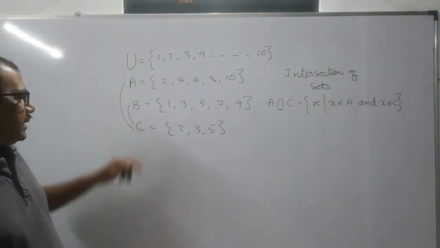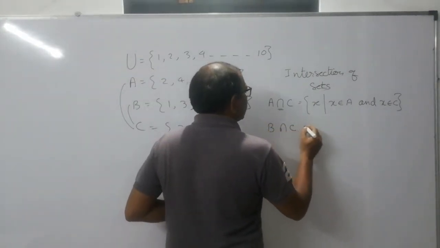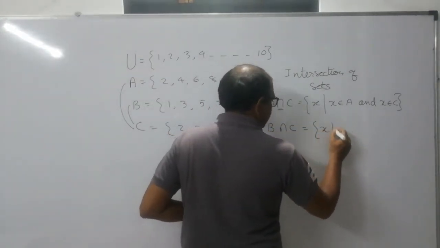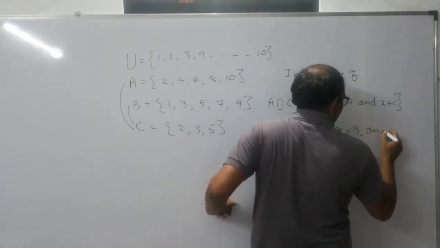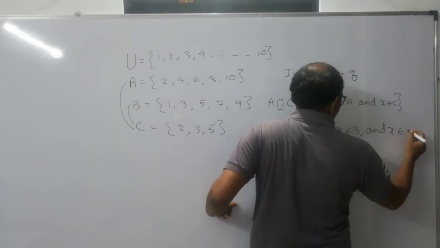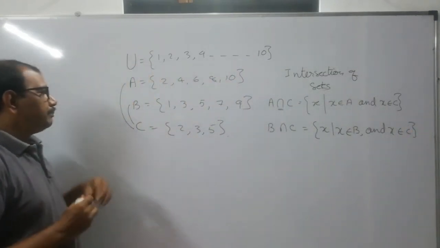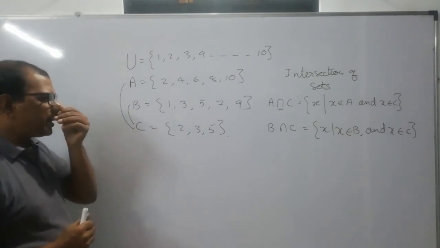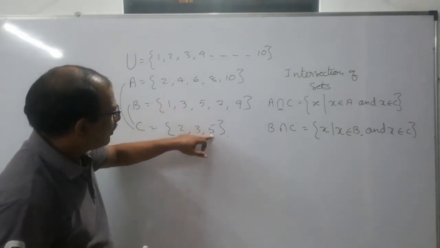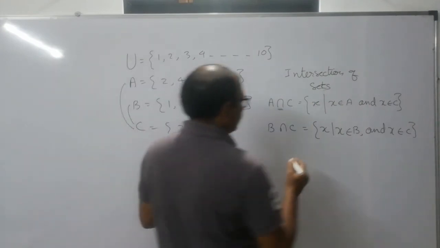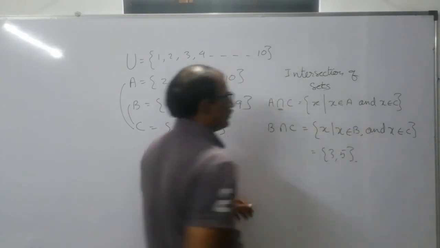If you go for B and C, B intersection C, set of all x such that x belongs to B and x belongs to C. So all the elements of B and C, B और C के common elements, कौन कौन से हैं अपने पास? 1 common नहीं है, 3 common है, 5 common है, nothing else is common. So 3 and 5. Alright.